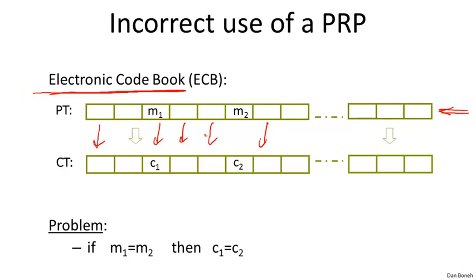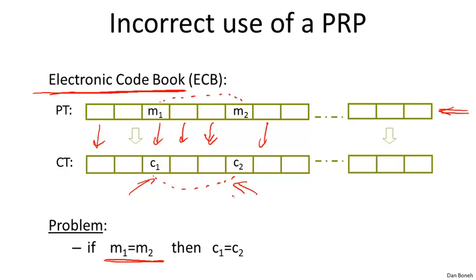So this mode is often called electronic codebook, and unfortunately it's terribly insecure because if two blocks are equal, for example here these two blocks happen to be equal, then necessarily the resulting ciphertexts are also going to be equal. So an attacker who looks at the ciphertext, even though he might not know what's actually written in these blocks, will know that these two blocks are equal, and as a result he learns something about the plaintext that he shouldn't have learned.